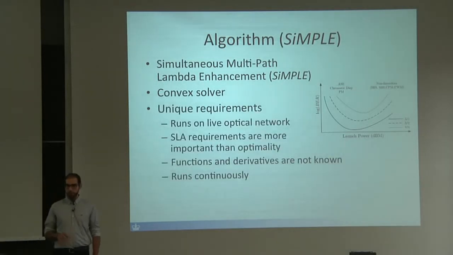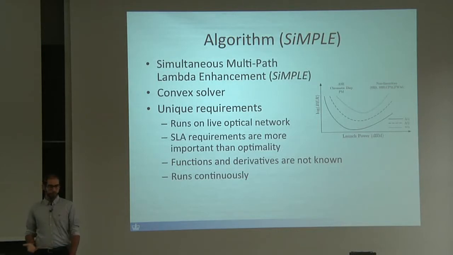However, this problem has very unique constraints. First of all, it runs on a live network. This is very uncommon in real convex algorithms. Normally, you solve the problem, you get the output, and then you use it in some way. But in this case, this algorithm is actually running on a live network. So what this means is that the algorithm cannot just change the p-values as it wants, because this will correspond to physical amplifications being changed.